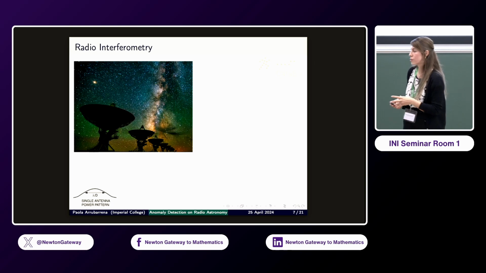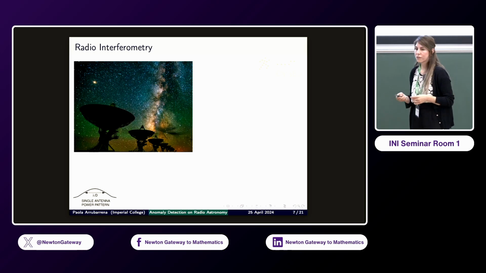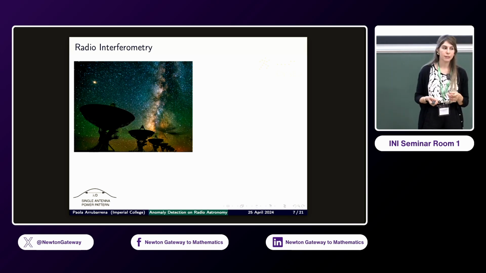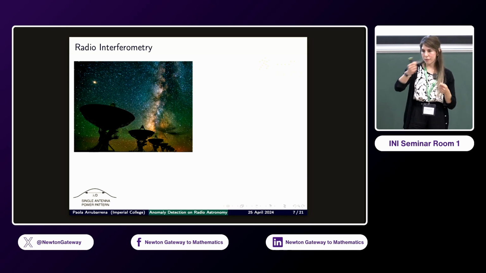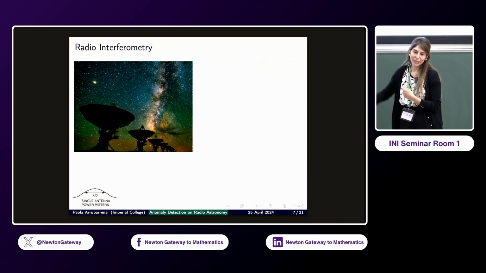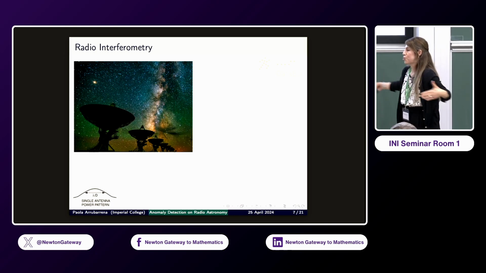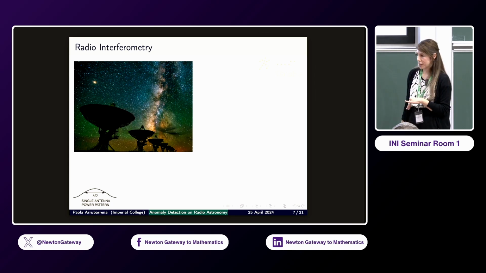And the reason is that if you had only one antenna, the resolution is a function of the wavelength and the diameter of your device. And radio waves, as you remember, have the longest wavelength, so they're going to have a very long wavelength. So in order to have a good resolution, you would need to build huge antennae, and that's not very handy.